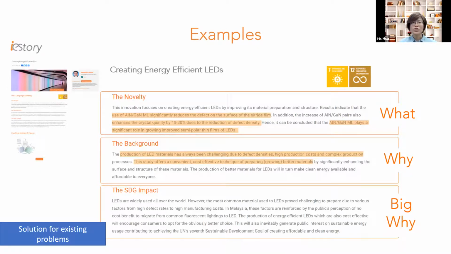What his research is trying to solve is that this study offers a convenient and cost-effective technique for preparing a better material, and it makes clean energy available and affordable to everyone. When it comes to the big why, the concept of making clean energy available and affordable to everyone leads to the 7th SDG goal of affordable and clean energy. It also encourages consumers to opt for the obviously better choice, because it is more cost effective and less polluting to the environment. So this is more toward the bigger picture of a cleaner environment.